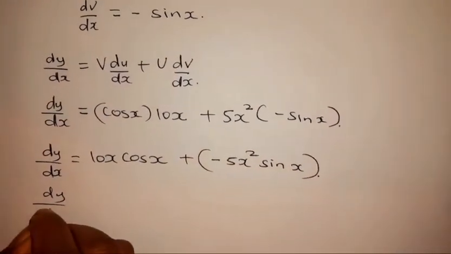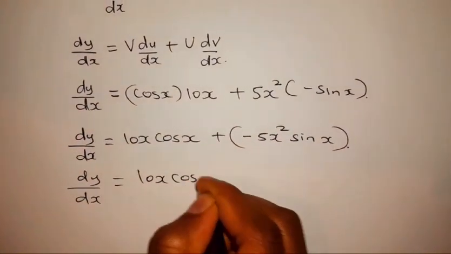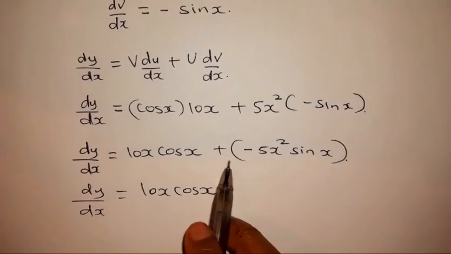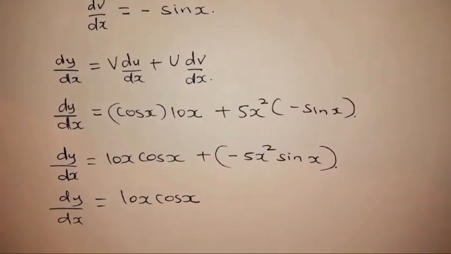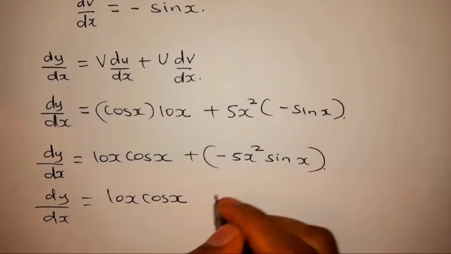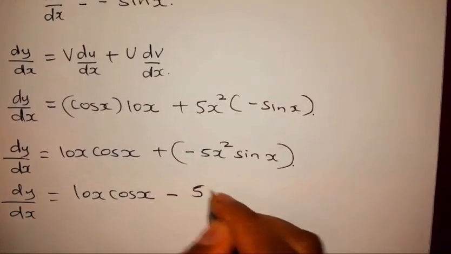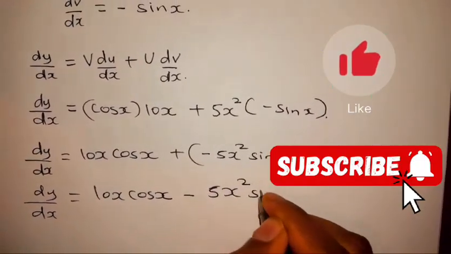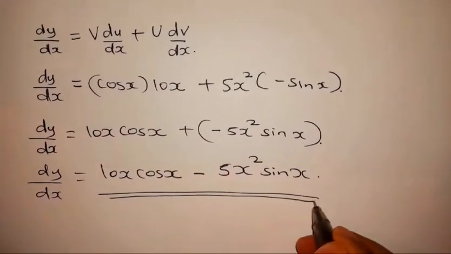dy/dx will therefore be 10x cos x. When you multiply a positive value with a negative value, it remains negative. Therefore, you'll have minus 5x squared sine x. And this will be the solution.